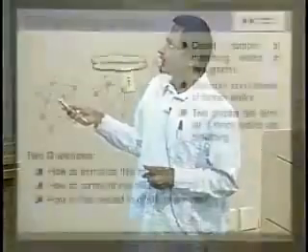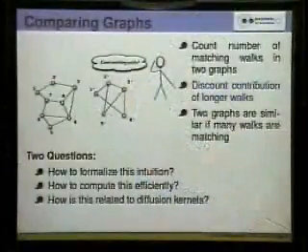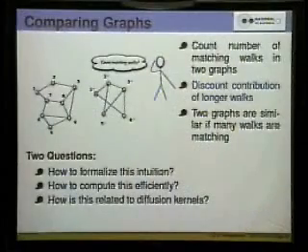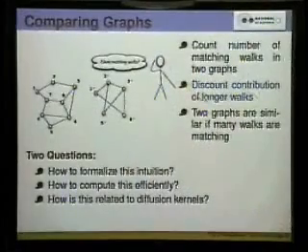Again, I go back to the same old idea and I say, okay, why don't we just go and count the number of matching walks? And then again we saw that you can't just count the walks, you have to somehow discount them. And then the basic idea is that two graphs are similar if many walks are matching. But again, I've been very fuzzy, right?